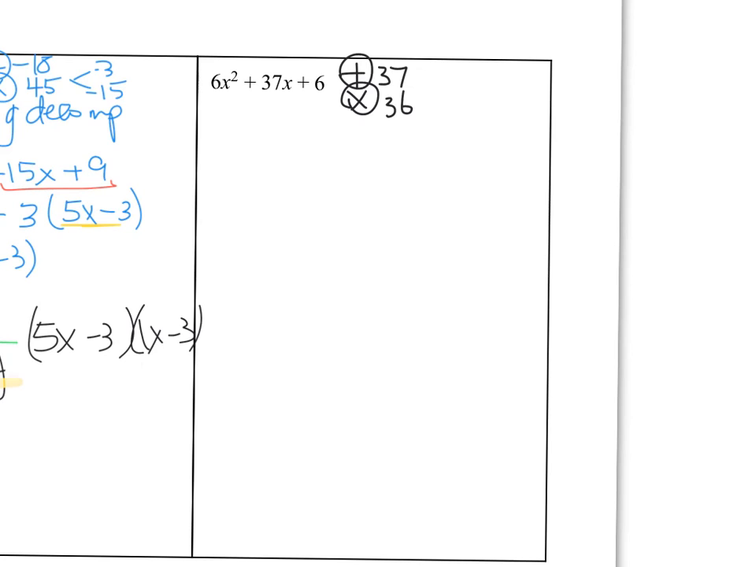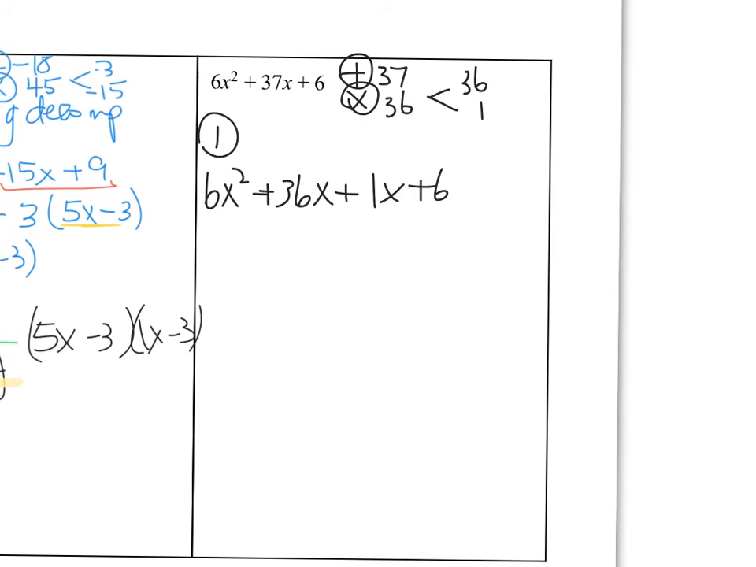Okay, so in this last one, I need to find two numbers that add to 37 but multiply to 36. So that would be 36 and 1. I'm going to use decomposition and break up the middle term into two piles, 36x and 1x.